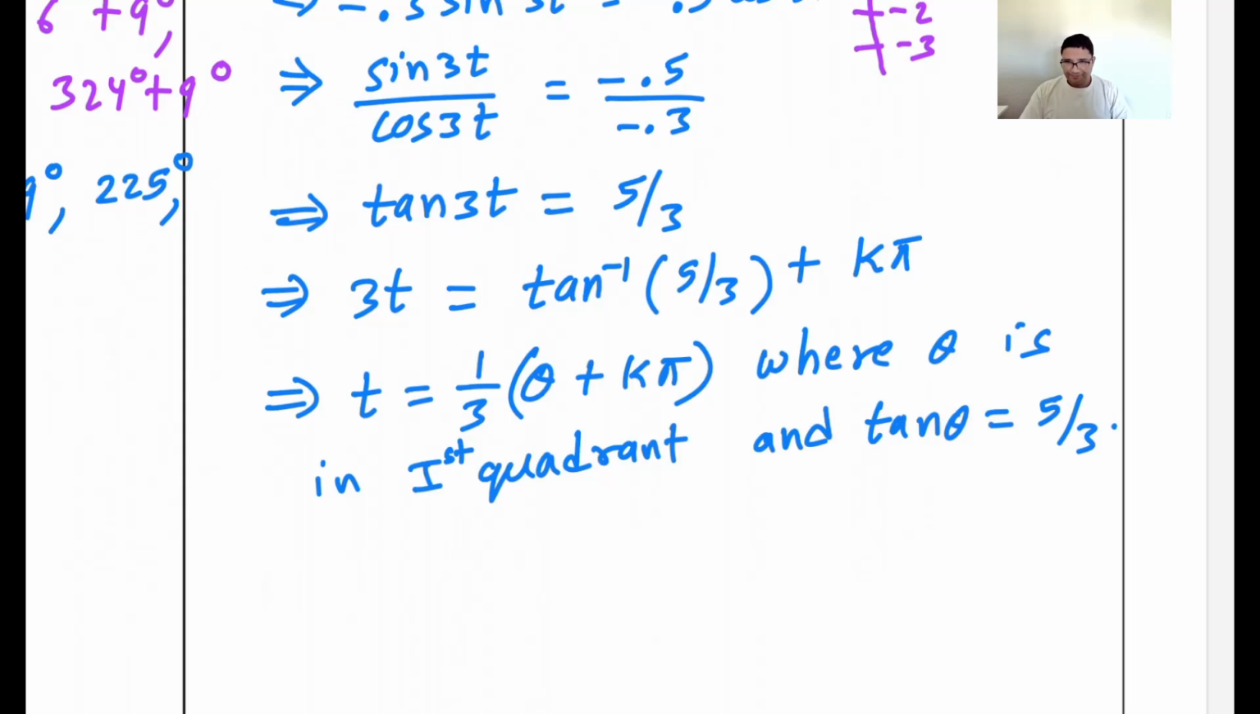And how do I know it's the first quadrant? Because tan theta is positive here. So definitely in the first quadrant, there is one angle where tan theta takes that value. The range of tan theta is negative infinity to infinity, so I don't have to worry. There is going to be some angle whose value is 5 over 3.